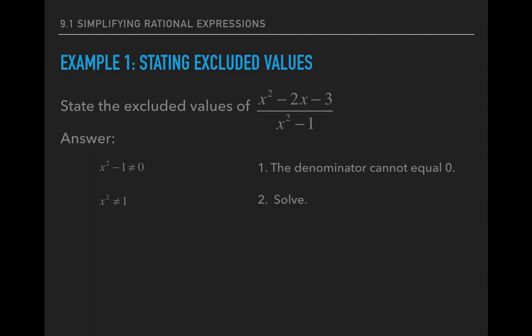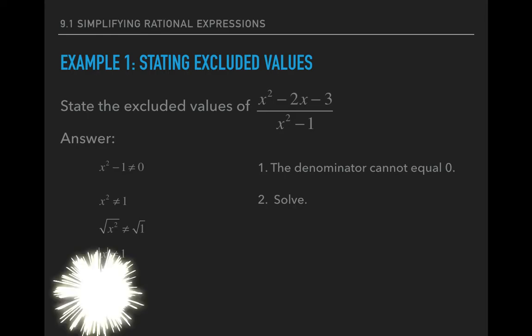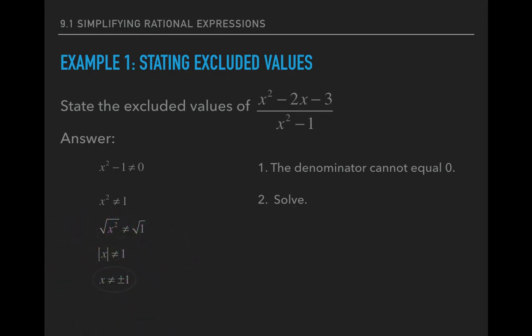And now we're just asking ourselves, what number squared would give me 1? To solve that, you would take the square root of each side. And here's a really important note that you need to make. The square root of x squared is actually the absolute value of x, which means what number, when you take the absolute value, is 1? Well, there are two options. It would be positive 1 or negative 1. So the excluded values here are both positive and negative 1. Those are our excluded values.